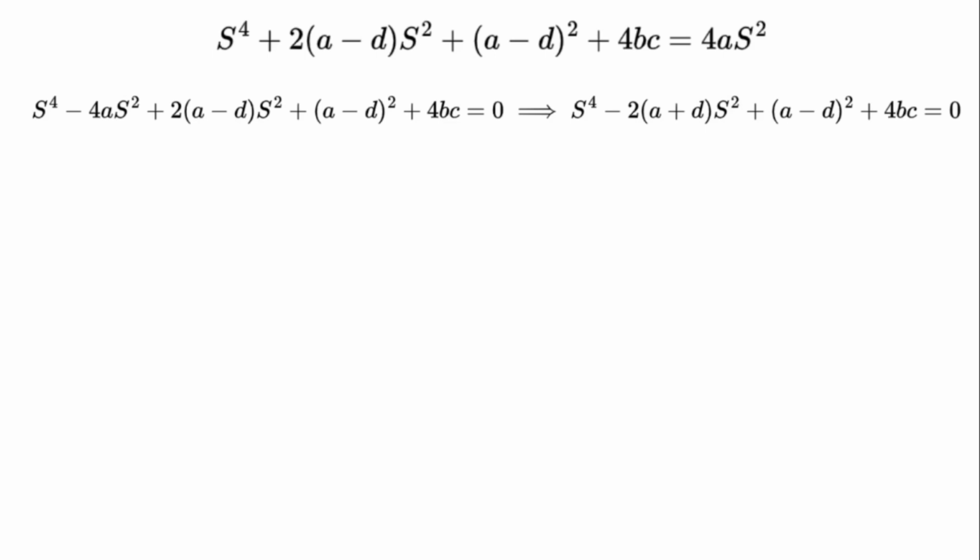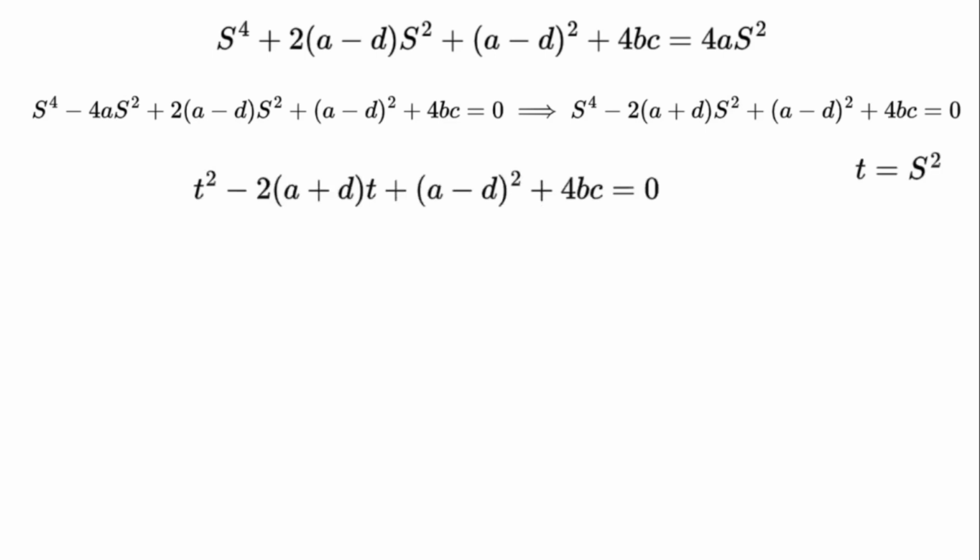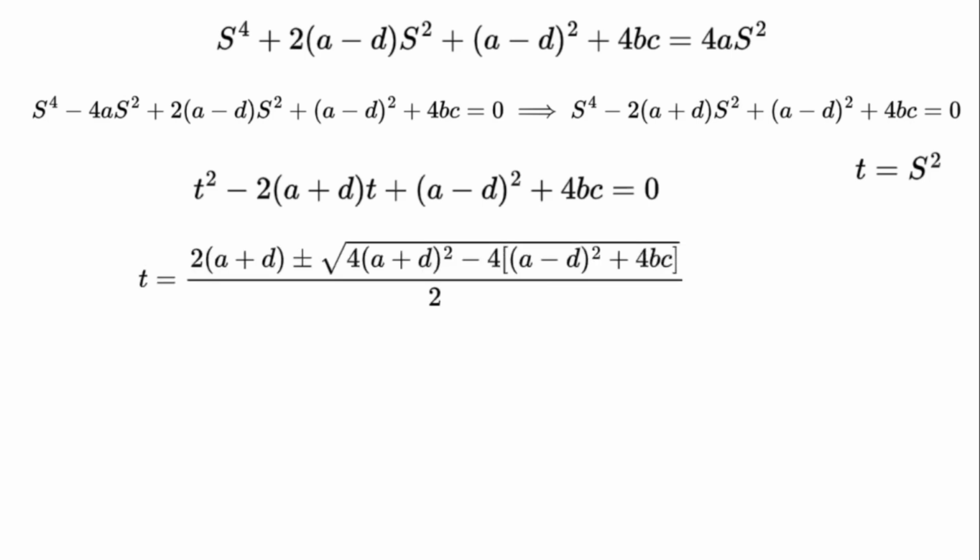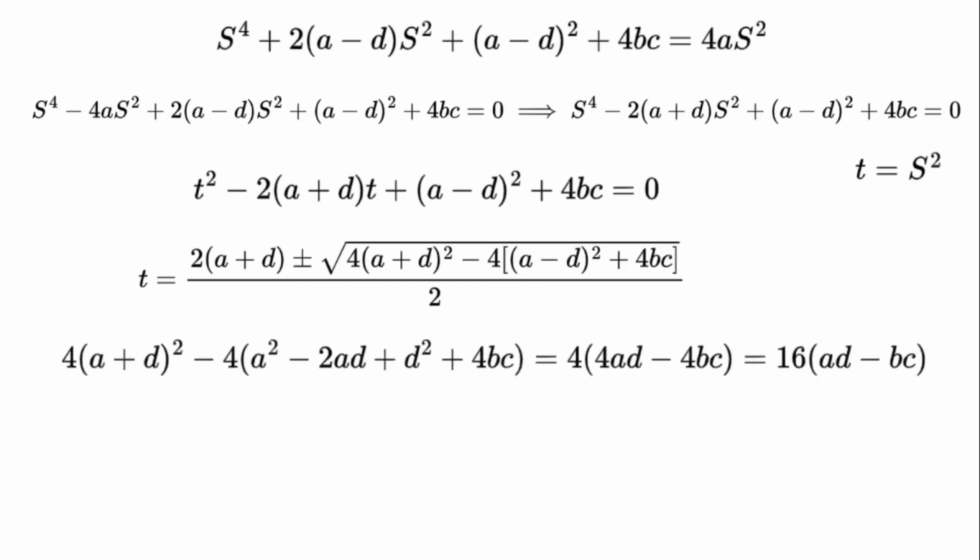Let t equal s squared: t squared minus 2(a plus d)t plus (a minus d) squared plus 4bc equals 0. Solve: t equals (2(a plus d) plus or minus the square root of 4(a plus d) squared minus 4((a minus d) squared plus 4bc)) divided by 2. Discriminant: 4(a plus d) squared minus 4(a squared minus 2ad plus d squared) minus 16bc equals 16ad minus 16bc, which equals 16(ad minus bc).